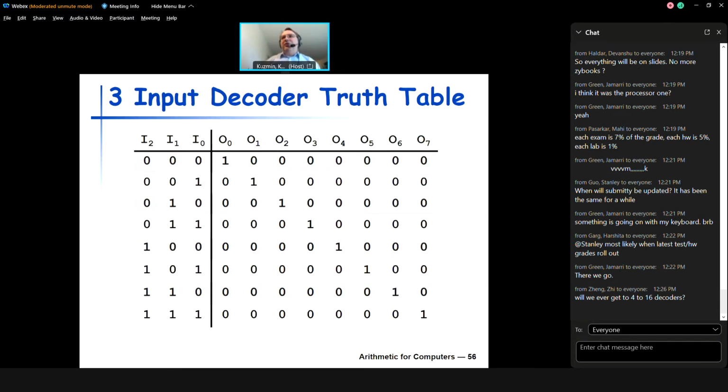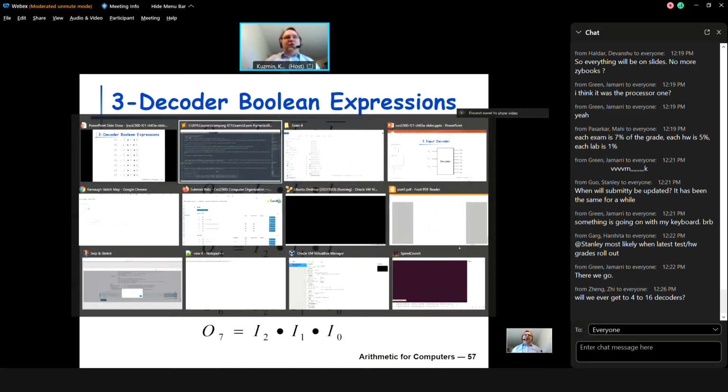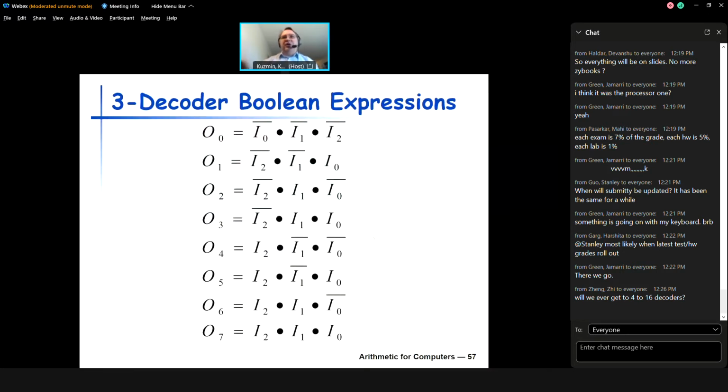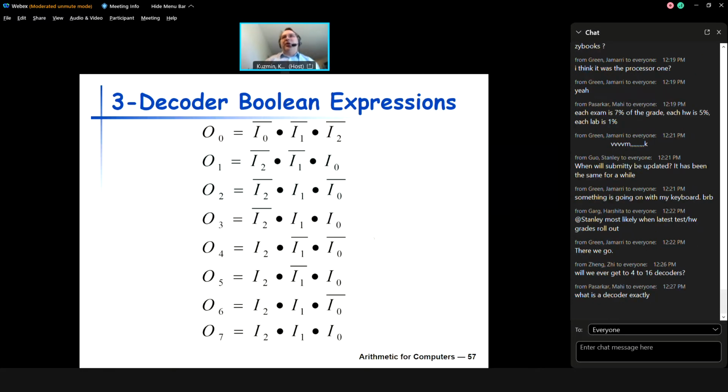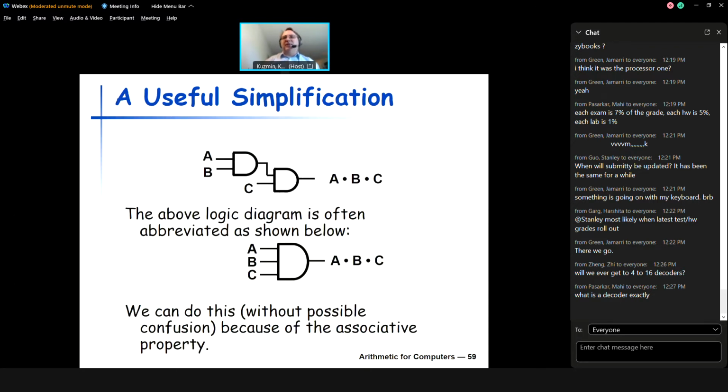Will we ever get to 4 to 16 decoders? Well, you had to build a 4 decoder as an exercise, as this practice problem. And the solutions have been posted, so you can verify your answers. What is a decoder exactly? We discussed this last time, so please review the slides that we covered in the previous lecture. If we have time, I can explain it again, but for now, let's just move on.